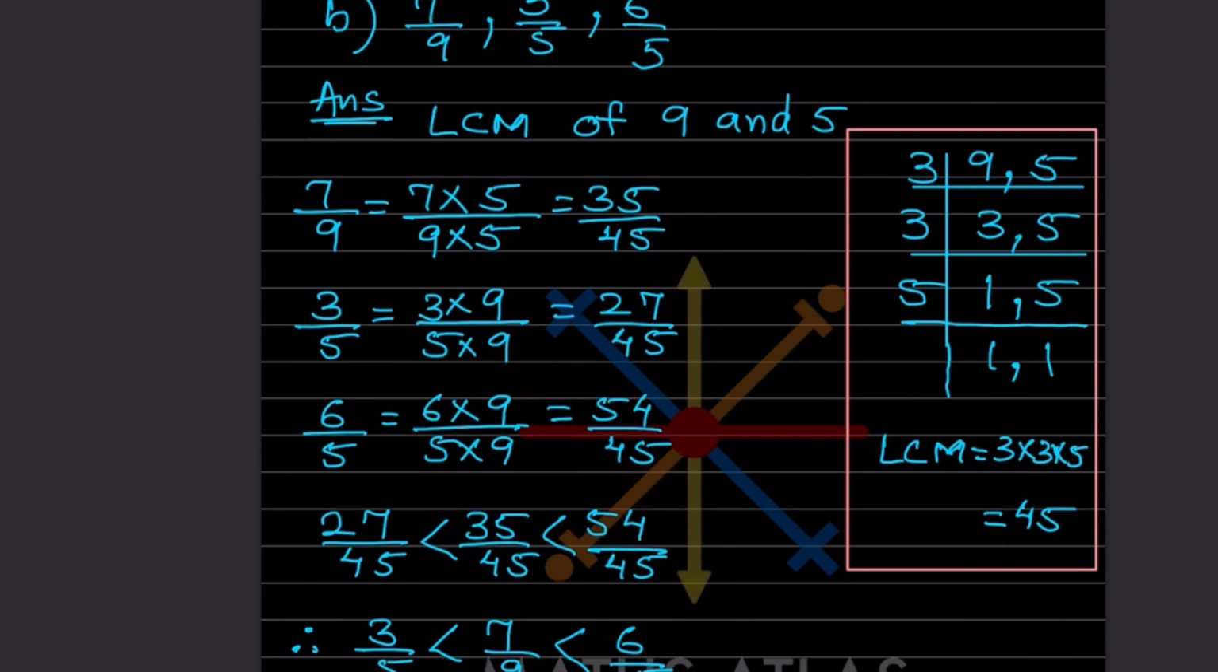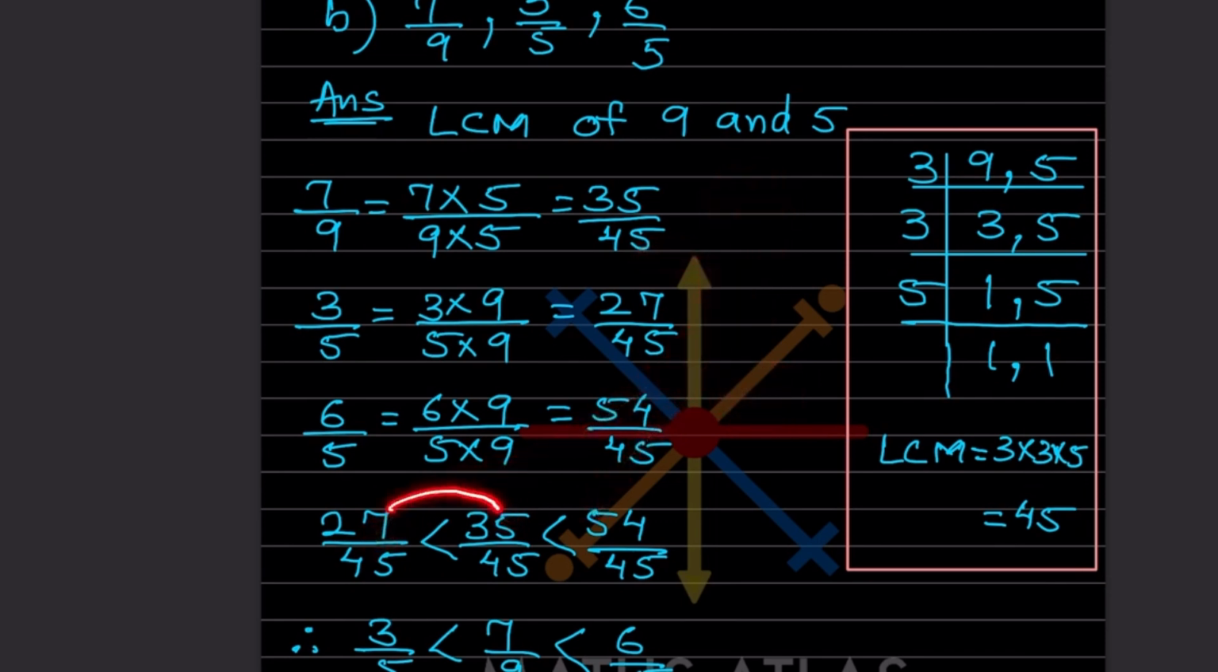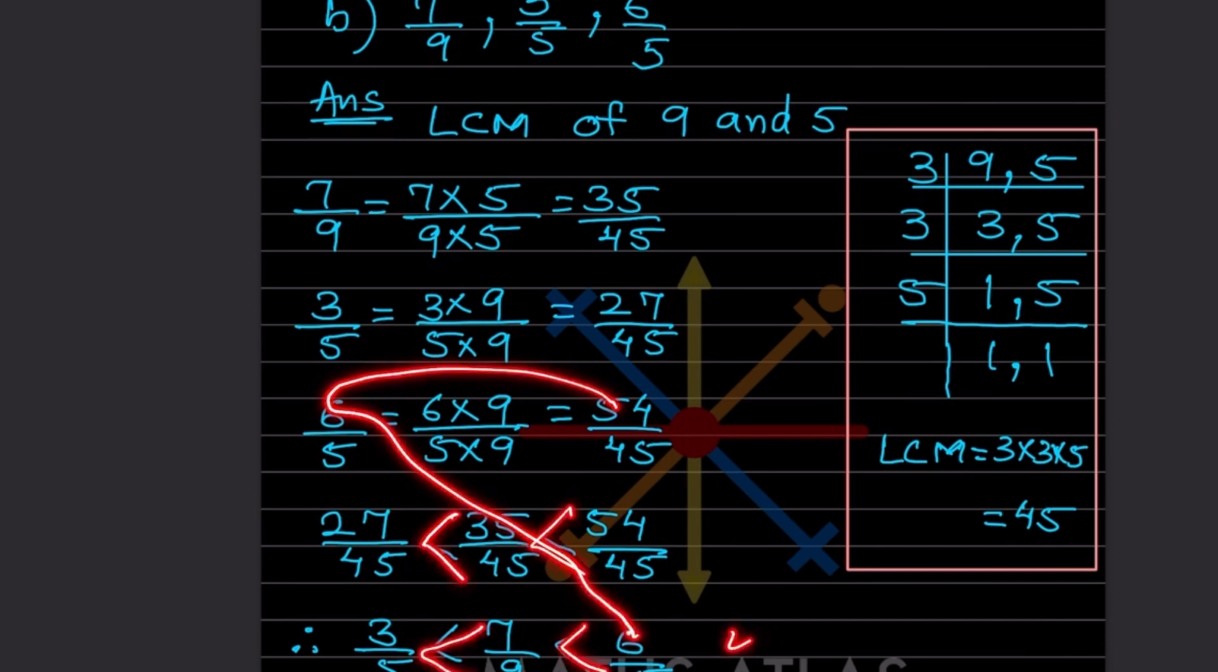So now again, ascending order means small to big. It is a small number, this 1, 2 and this 3. So 1 you will write here, this here, 2 and 3. Now you have to compare. So here what is it? 27 and 35. So 27 and 35 means this is the bigger number, so you have to open the mouth over here. 35 and 54, this is the bigger number, you have to open the mouth over here. And then you have to write the original ones. 27 by 45 means 3 by 5. Then this is the second number, this is 7 by 9. And this is the third one, which will be 6 by 5, and the sign remains the same.